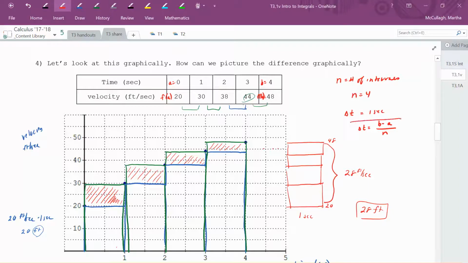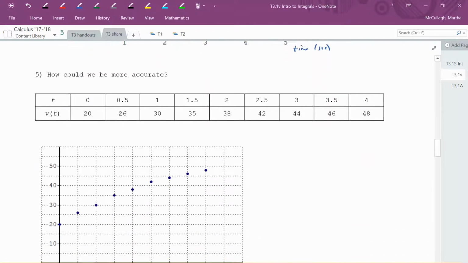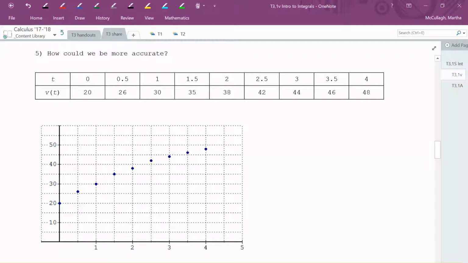So this is an important equation we'll want to come back to. And the other is that if I rearrange this, if I multiply each side by n and then divide each side by delta t, I can say that n is equal to b minus a over delta t. So another important equation to have. All right. So that was interesting. We get that the error is 28 feet.